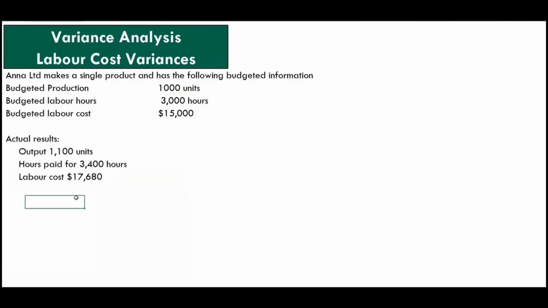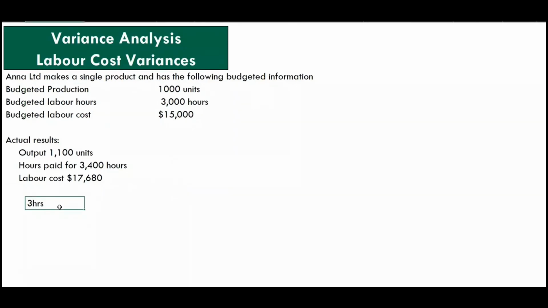But before we go into that, I usually advise students that it could be very useful to put out your information in the standard cost card format. This would go a long way in helping to identify which of the figures you are trying to address. From the budgeted information I have here, I can see that I have 3,000 hours planned to produce 1,000 units. From there, I can figure out that the standard hours is 3 hours. That means we need 3 hours to produce a single unit.